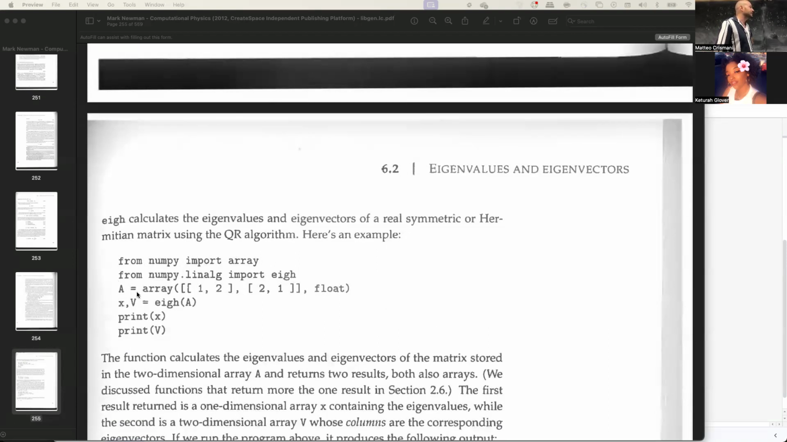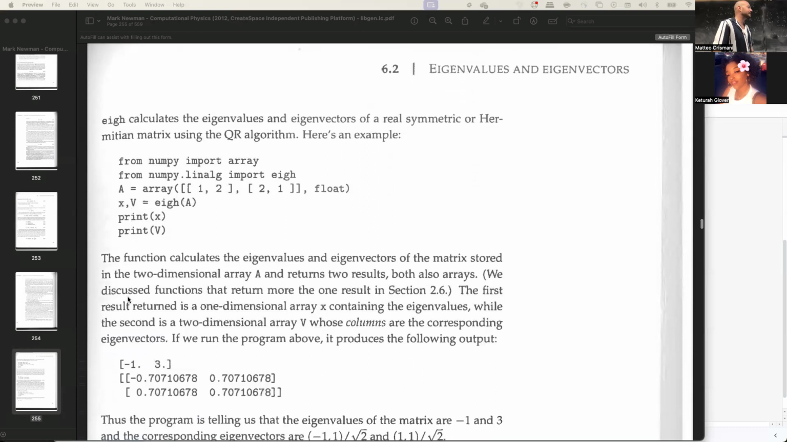So here's your arrays, and here's X and V. And this is finding the eigenvectors of A. Boom. Bada bing, bada boom. So your eigenvalues are X, and your eigenvectors are V. Boom. Don't learn anything about how it's done. Just done. Right? And now you have your eigenvalues and your eigenvectors. Okay.